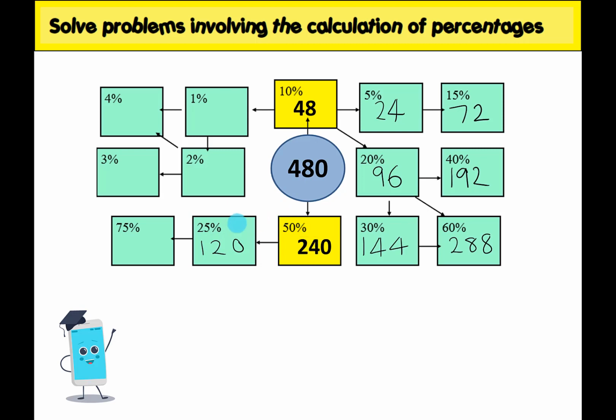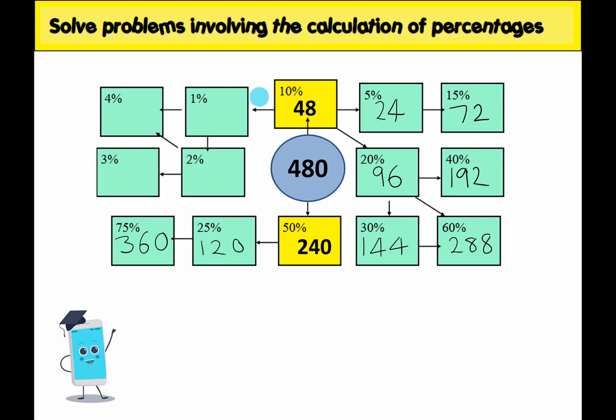Now, if I know my 50% and my 25%, this helps me with my 75% because I simply add these two together. 50 and 25 make 75. 1 half and 1 quarter make 3 quarters. 1 half is equal to 2 quarters. 2 quarters and 1 quarter makes 3 quarters. So if I add these together, I have 360. Okay, let's go back up to the top.